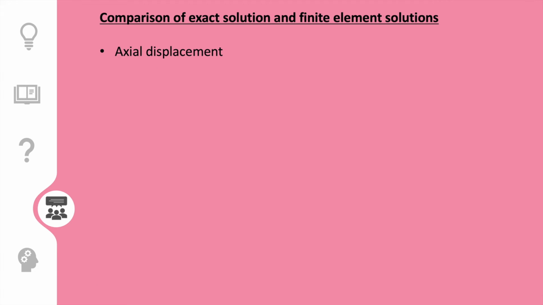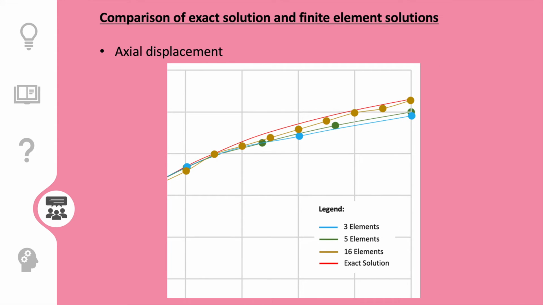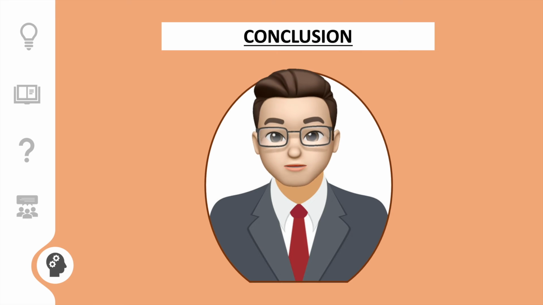This is the comparison of the exact solution and finite element solutions in terms of axial displacement. At the node points, the finite element solution matches the exact solution. The finite element solution, on the other hand, converges to the exact solution as the number of elements increases. The greater the number of elements used, the nearer the value comes to the exact solution. As shown in this figure, the 16 elements is the nearest value to the exact solution, while the furthest one is 3 elements. Okay, thank you.